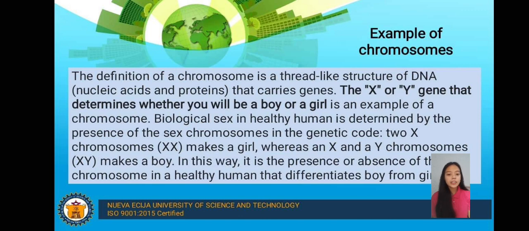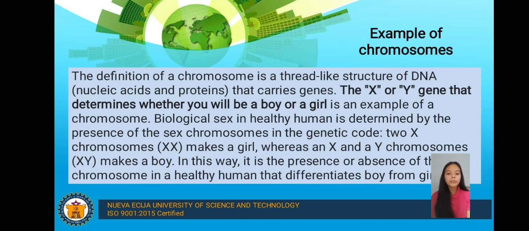Biological sex in a healthy human is determined by the presence of the sex chromosomes in the genetic code. Two X chromosomes make a girl, whereas an X and Y chromosome make a boy. In this way, it is the presence or absence of the Y chromosome in a healthy human that differentiates a boy from a girl.